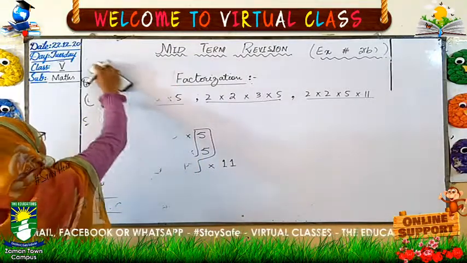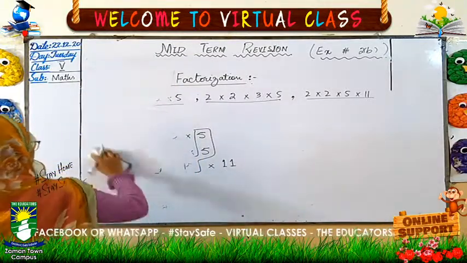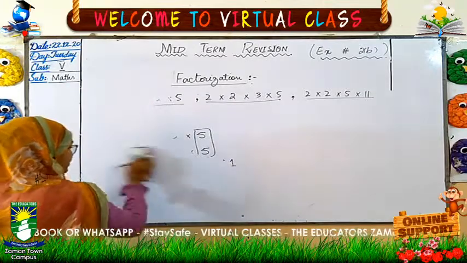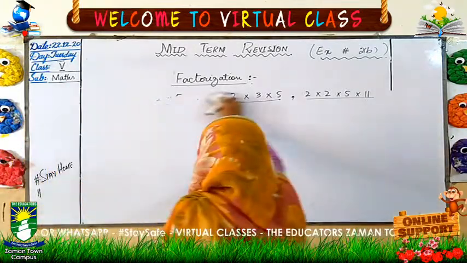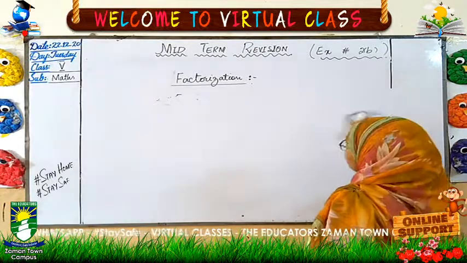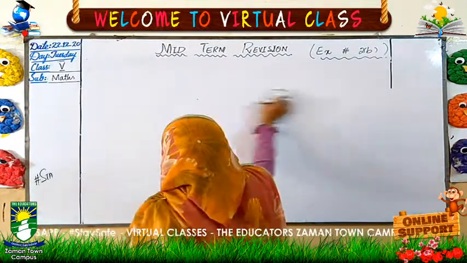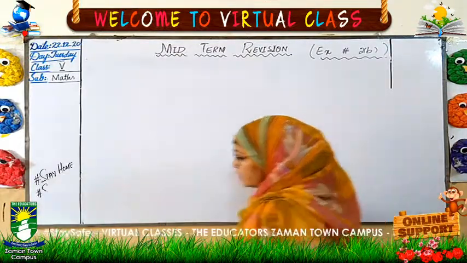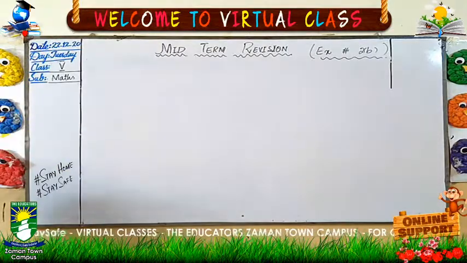We are having the second method, which is known as the division method. Means by using division we have to find out the HCF, the highest common factor.